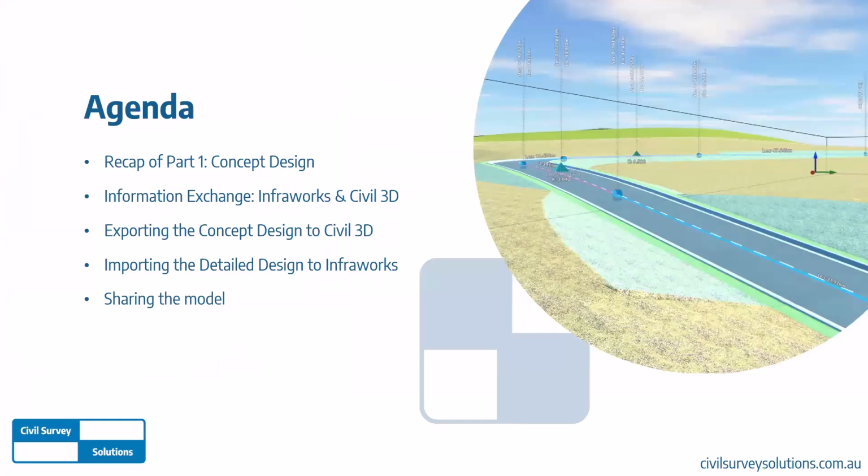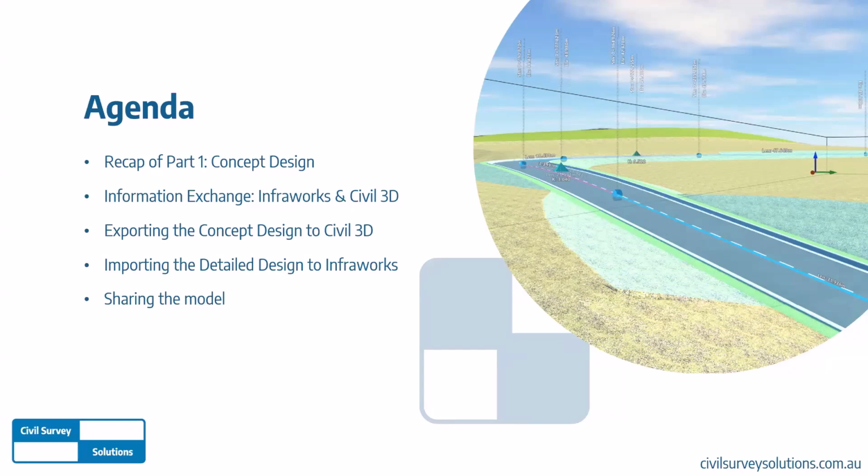So today what we're going to be looking at is I'll do a quick recap of what happened in part one, just to get everyone up to speed. I'll be continuing on with the same model that we were actually using in part one, so I'll be exactly where we left off. Then we'll start talking about the information exchange. So what information can go back and forth between Infraworks and Civil 3D. Then we can actually get into an example.